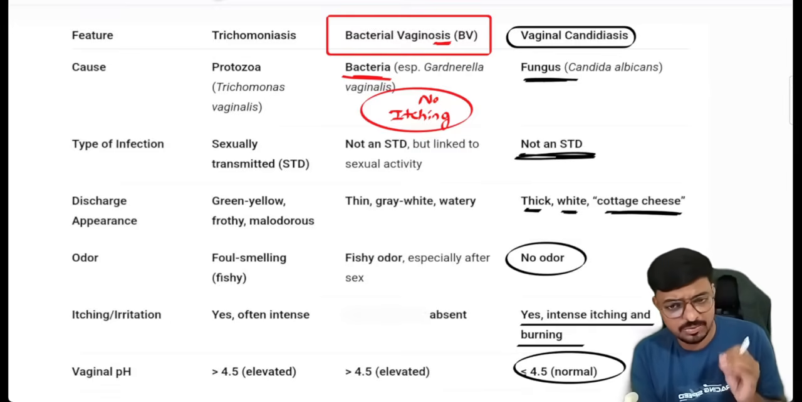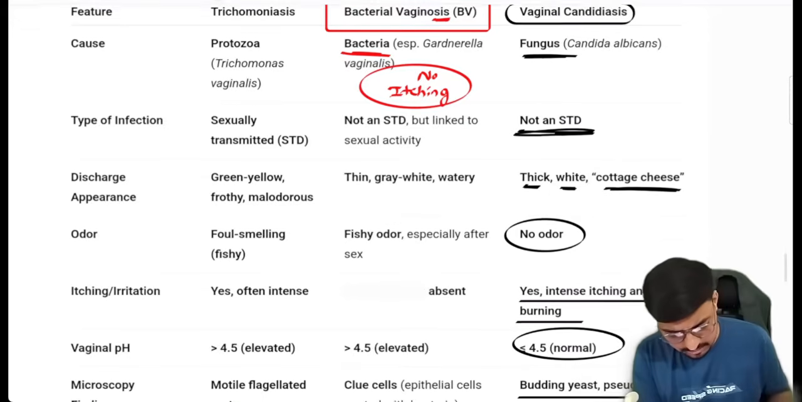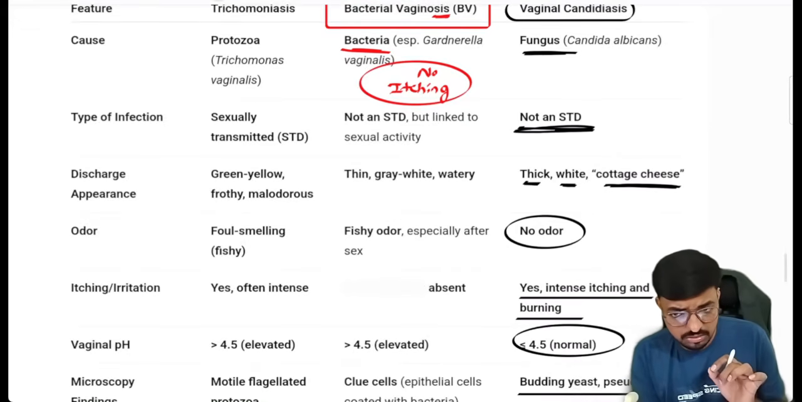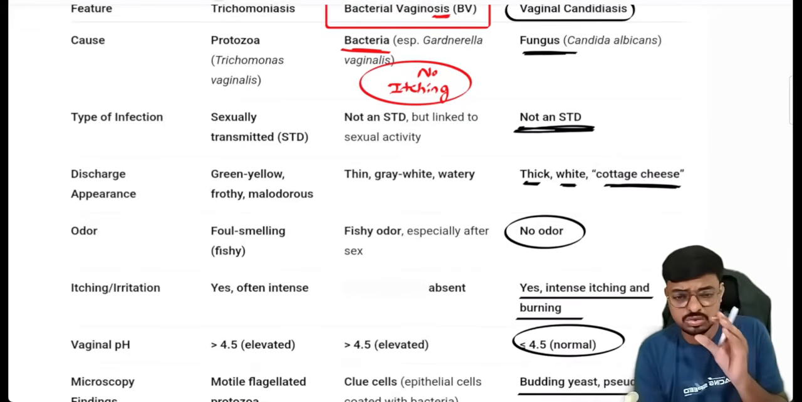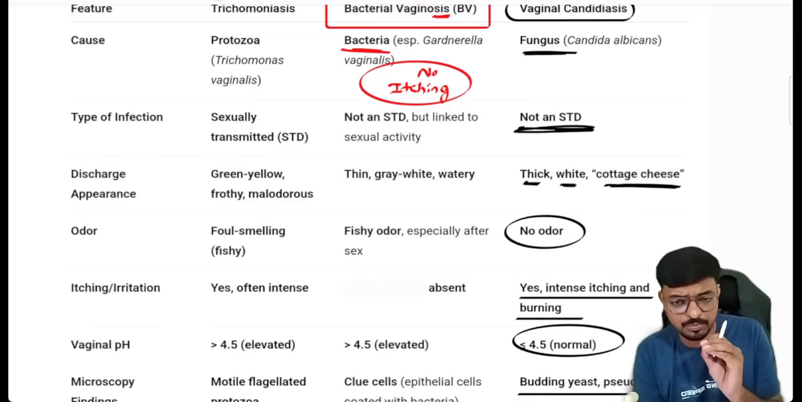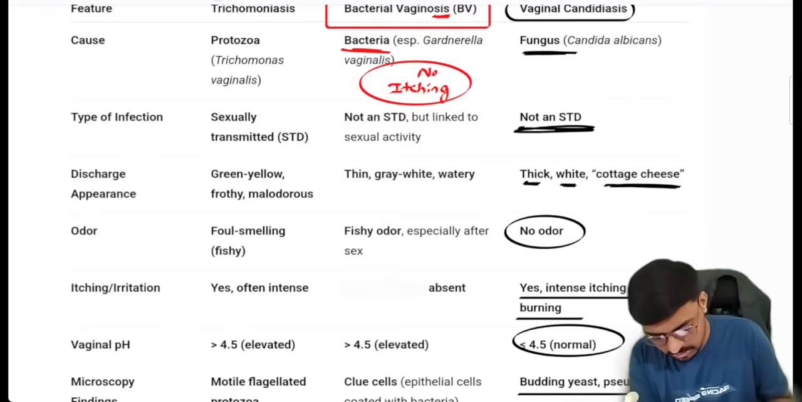Okay, but bacterial vaginosis is associated with recent sexual activity, but it is not an STD, right? So the next very important thing is discharge appearance. Whatever the vaginal discharge is coming out, the appearance of the discharge will be the key feature which will differentiate vaginal candidiasis and bacterial vaginosis. Okay, so look at this one.